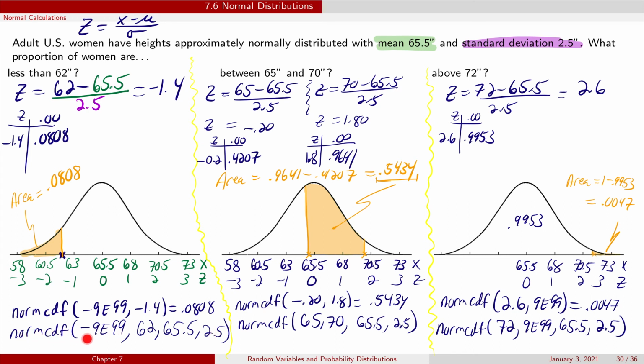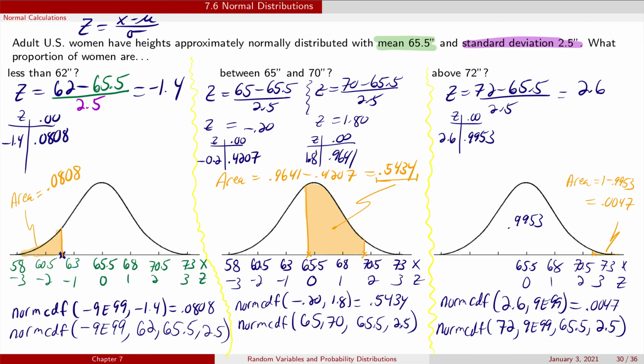So what's the proportion under a bell curve from negative infinity up to 62 inches on a bell curve that's centered around 65.5 inches with a standard deviation of 2.5? If you type that in you'll get this. You should be familiar with getting the answer all three of these ways. So again, do the table way first, draw your diagram, check with your calculator, and then do it this way as well.